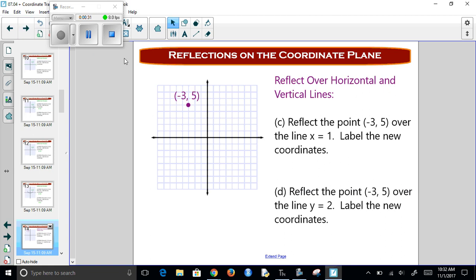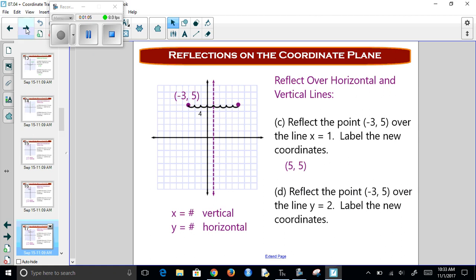Now, this gets a little trickier when we're reflecting it over x = 1. x = 1 is a vertical line at 1, so all of these points have x equal to 1. As a little hint, if we have x equals some number, we know it's a vertical line. y equals some number is a horizontal line. So when I reflect it over here, we count, we move 4 to the right. So we have to go 4 more to the right to get to (5, 2).